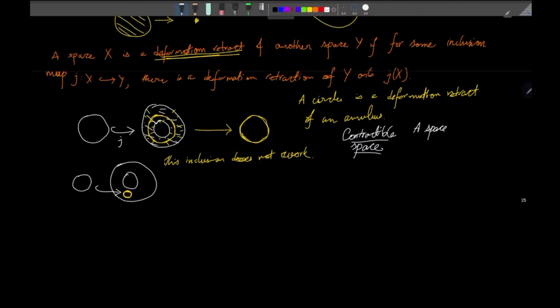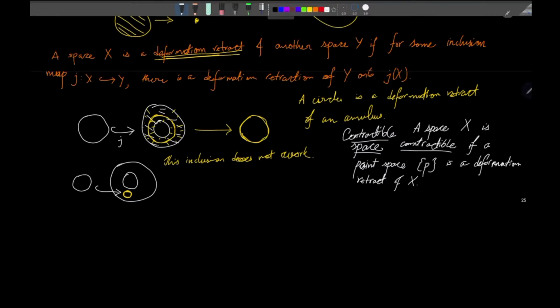The space X is contractible if a point space, as in just a singleton with the quite obvious topology on it, if the point space, let's say P, is a deformation retract of X. So that is what a contractible space is.